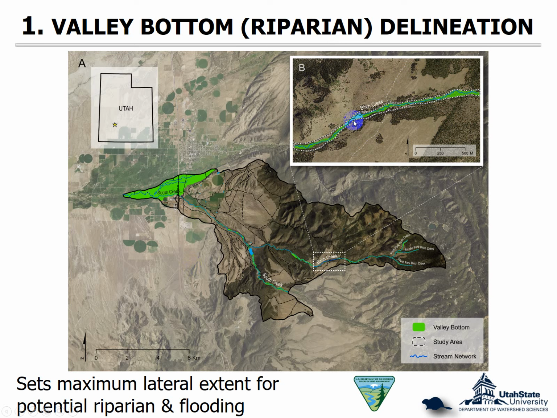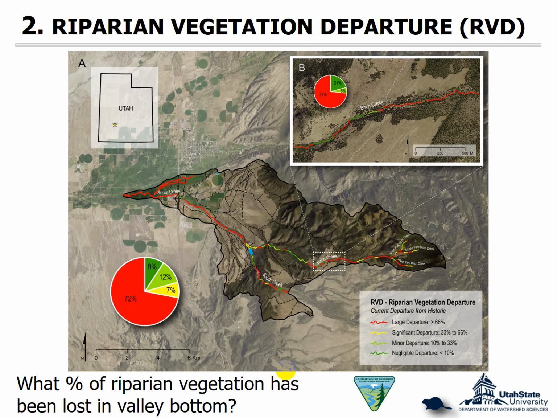And so here I'm showing you an example where the green is the lateral extent of that valley bottom. You can see where it's quite small and narrow up through here, but there's little pockets where it widens out, etc. This is important because this sets the maximum lateral extent for your potential riparian and also for the areas that beaver might be able to directly impact through flooding.